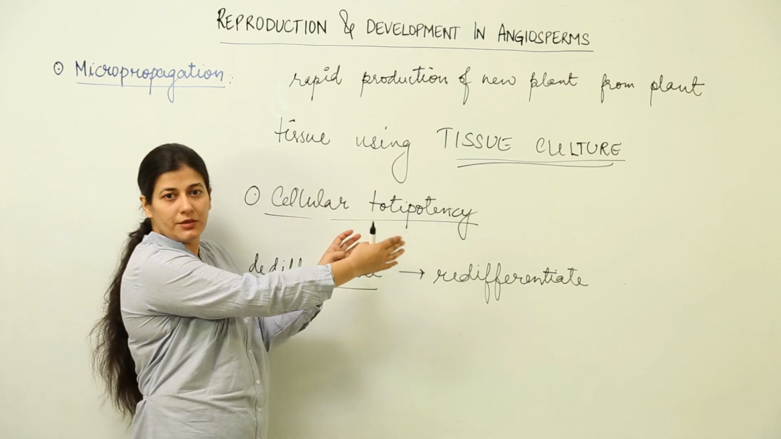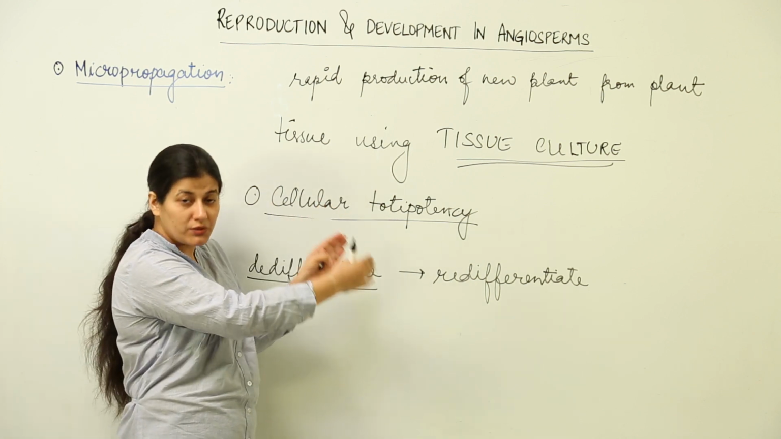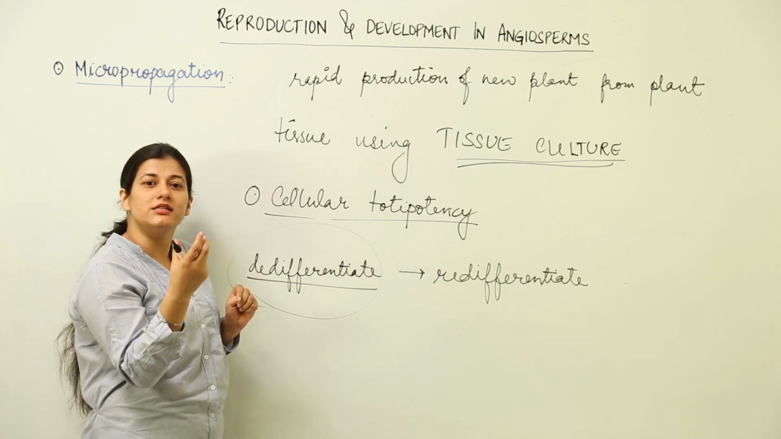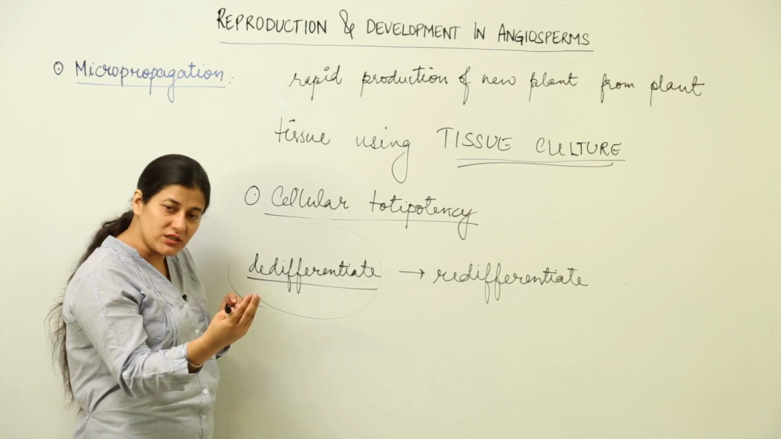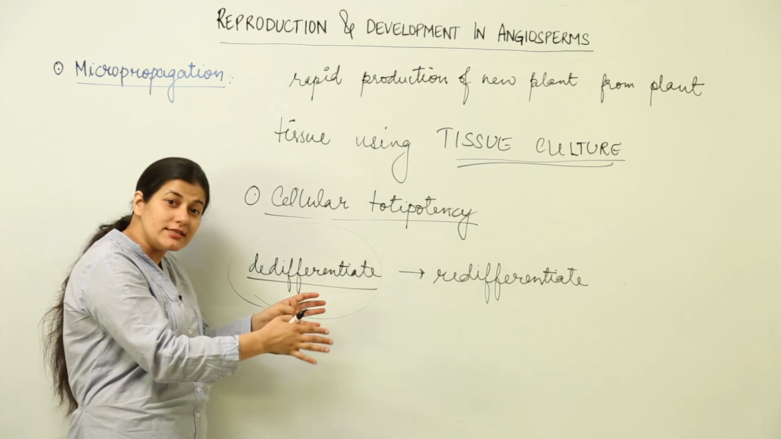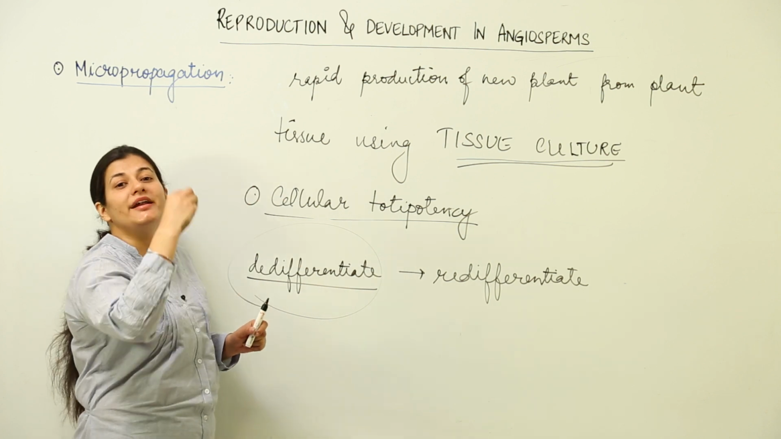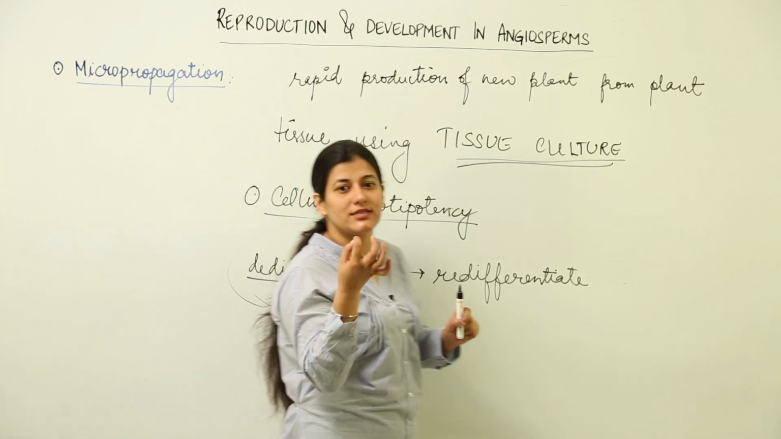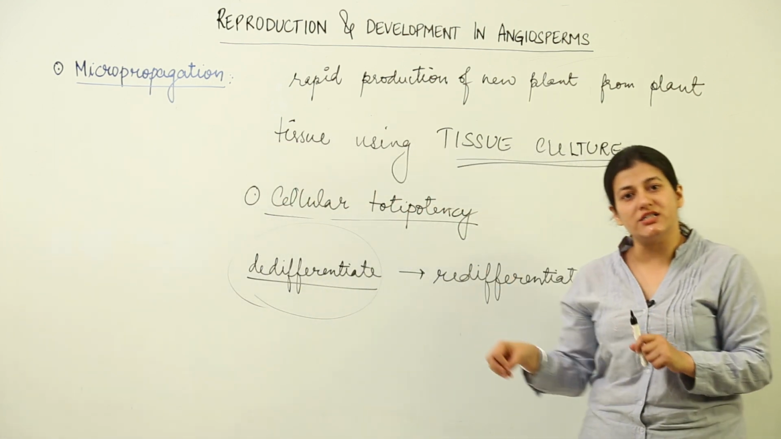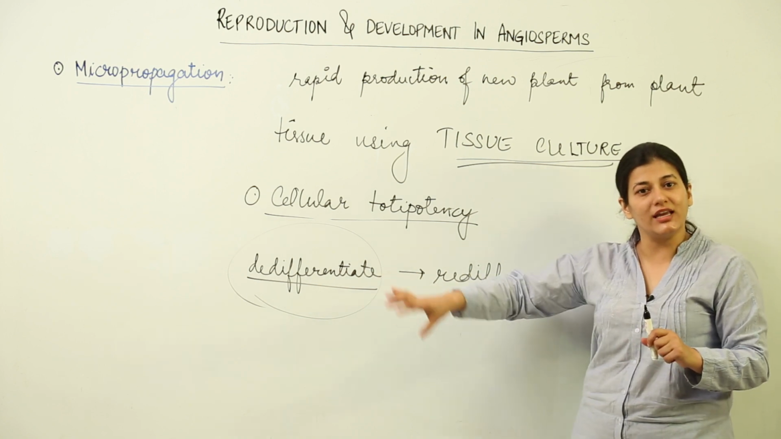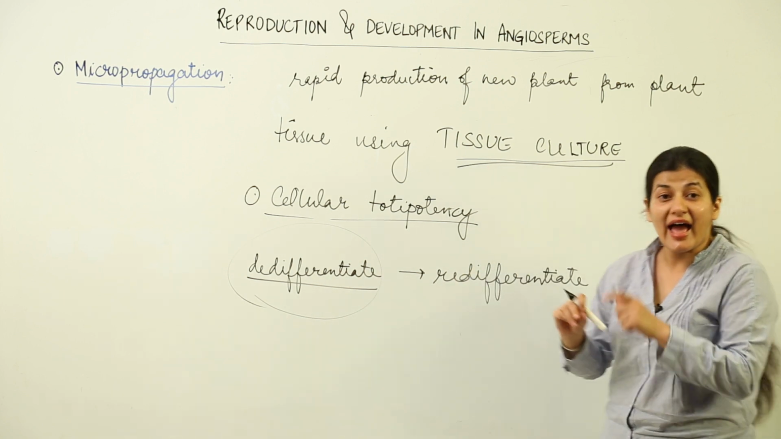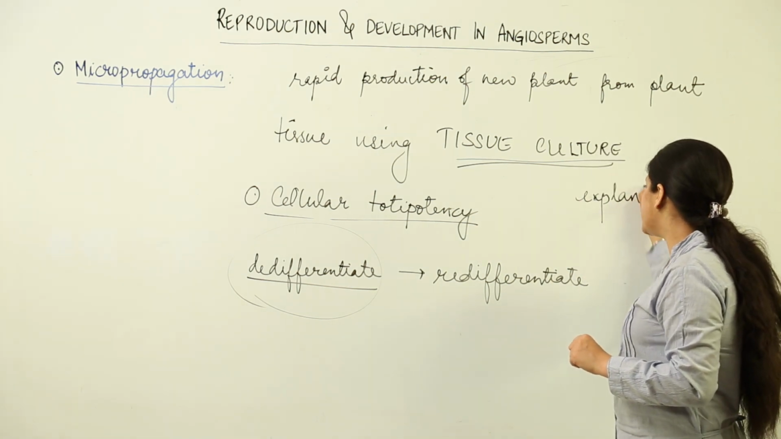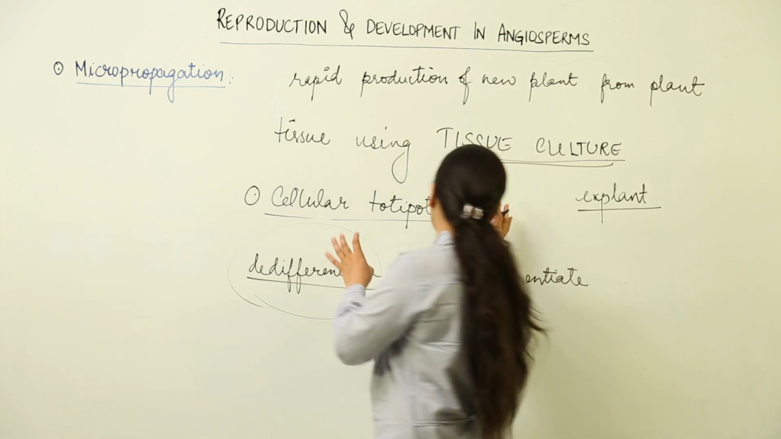So cellular totipotency is the ability of the plant cells, which they show in context of de-differentiation, where the cells of the plant, any cell, can give rise to an entire plant. Any cell you take, whether you take the cells of leaves, roots or the shoot, you put it in the culture medium, you make them de-differentiate, they can give rise to an entirely new plant, and that plant is known as explant. One term you have to remember. So we come across three terms in fact.